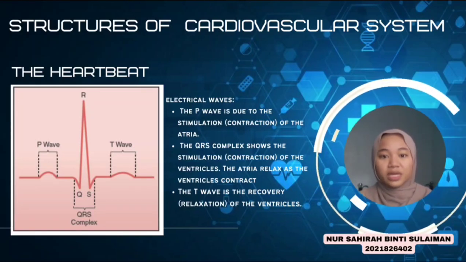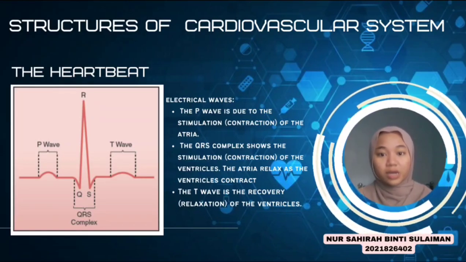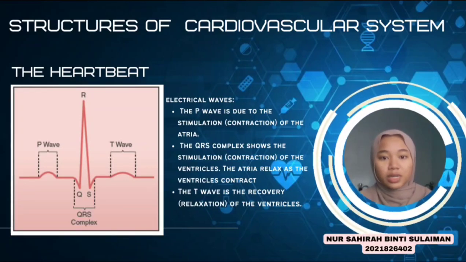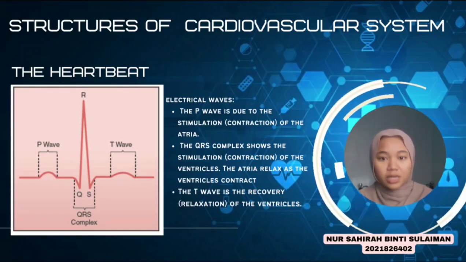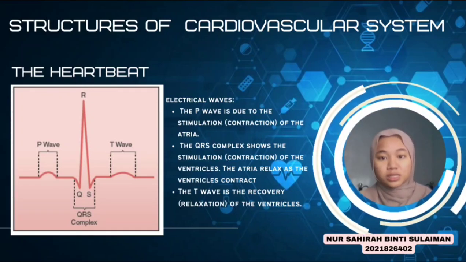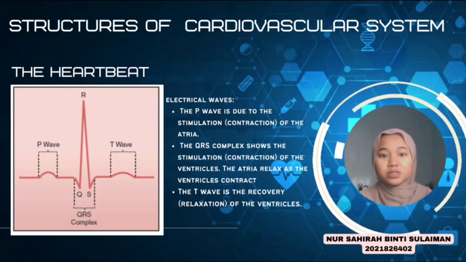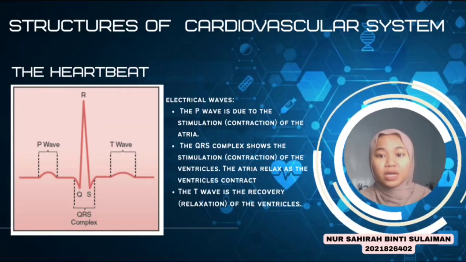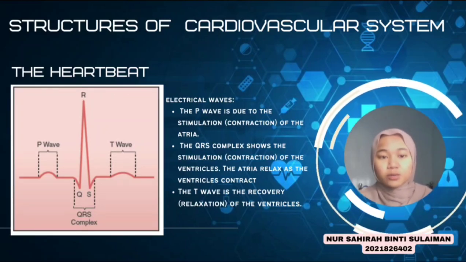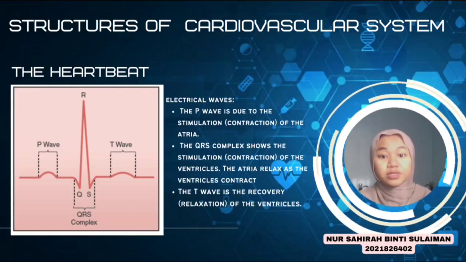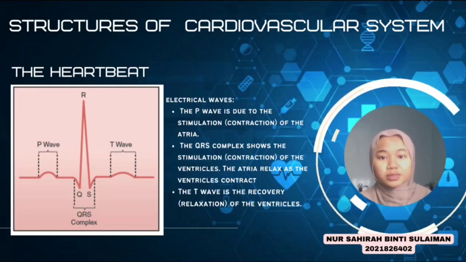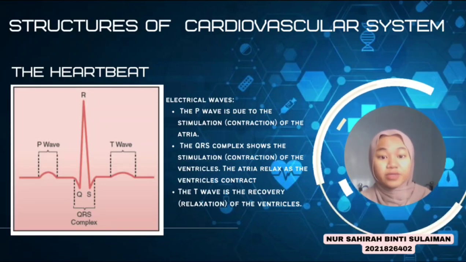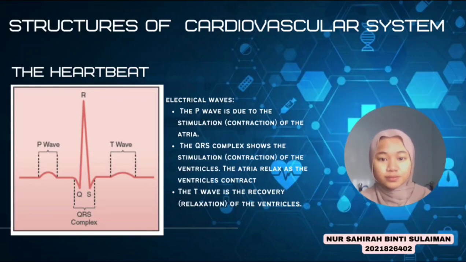The activities of the electrical conduction system of the heart can be visualized as a wave movement on a monitor or as an electrocardiogram, EKG or ECG. The term sinus rhythm refers to the normal beating of the heart. The P wave is due to the stimulation of the atria. The QRS complex shows the stimulation of the ventricles. The atria relax as the ventricles contract. The T wave is the recovery of the ventricles.